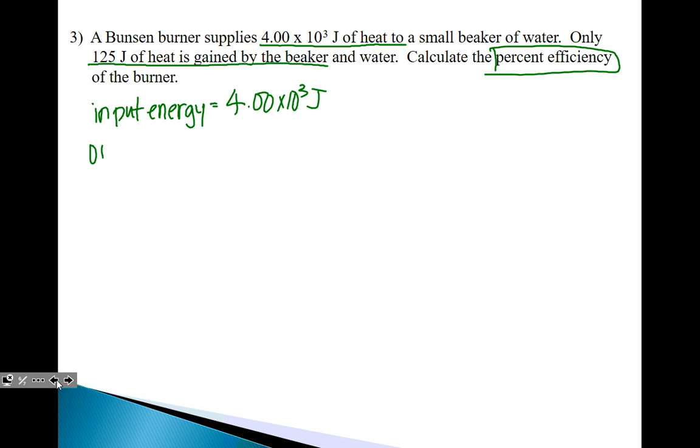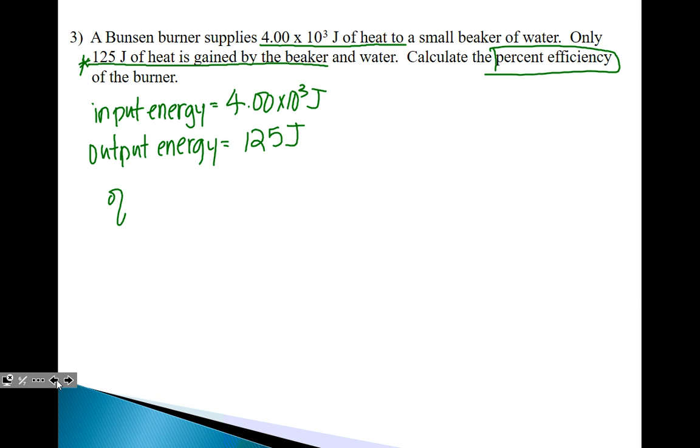We have our output energy. So even though the machine is supplying 4.00 times 10 to the power of 3 joules, how much was actually gained or lost? And it's 125 joules in this case. That was the only amount of heat that is gained by the beaker. So it was only able to use 125 joules out of the input of 4.00 times 10 to the power of 3 joules, which is equal to 4,000 joules, right, kiddos?